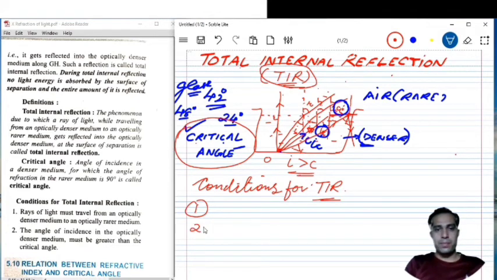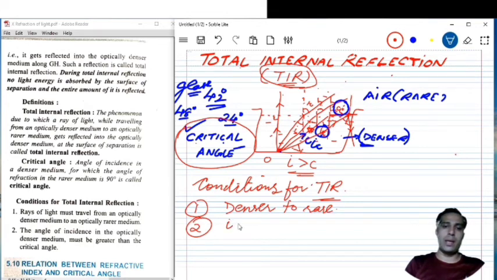The first thing is that rays must travel from denser to rarer. The second thing is that the angle of incidence, angle I, must be greater than the critical angle. These are the two conditions. If these two conditions are satisfied, only then will TIR take place. Otherwise, total internal reflection will not take place. Very important, again I am telling you.